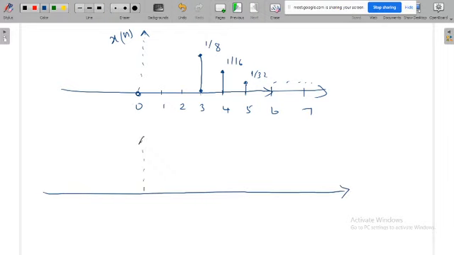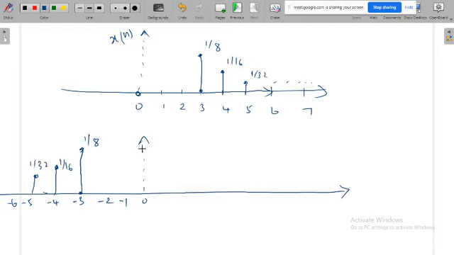This is the reference axis. Okay, then you flip the signal. Okay, 0, minus 1, minus 2, minus 3, minus 4, minus 5, minus 6. So at n is equal to minus 3, you will be getting 1 by 8. N is equal to minus 4, 1 by 16. N is equal to minus 5, 1 by 32.